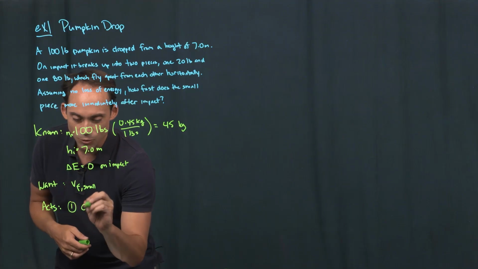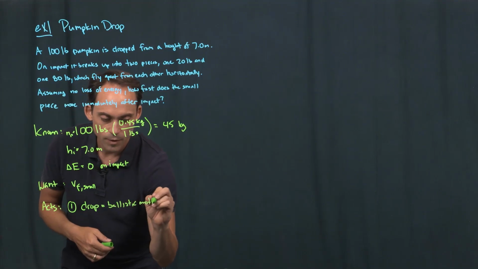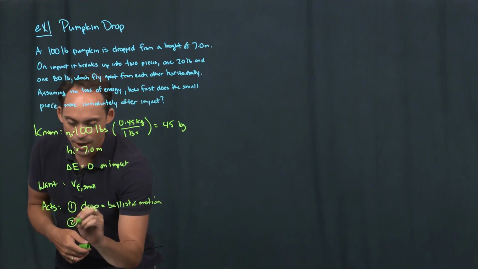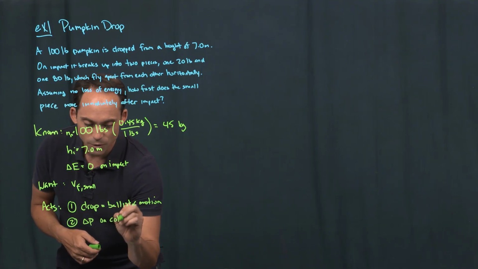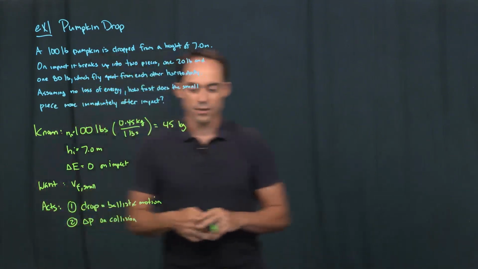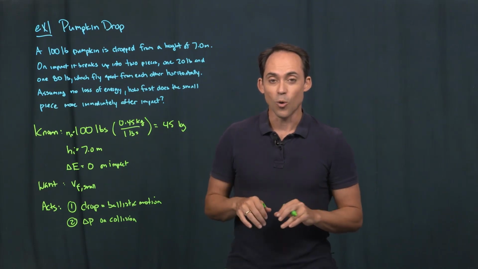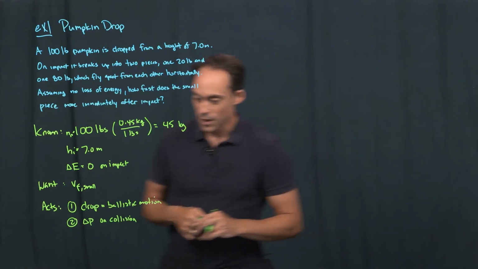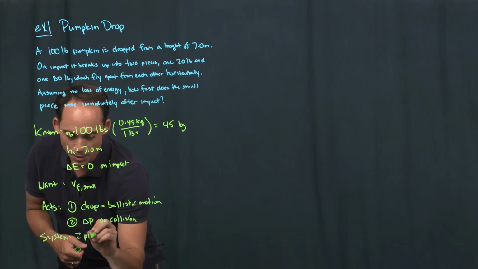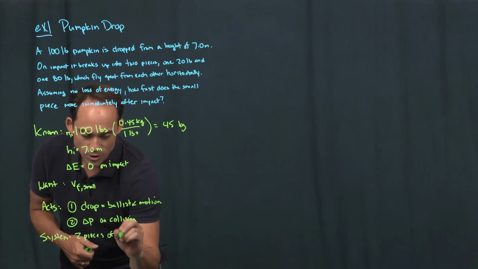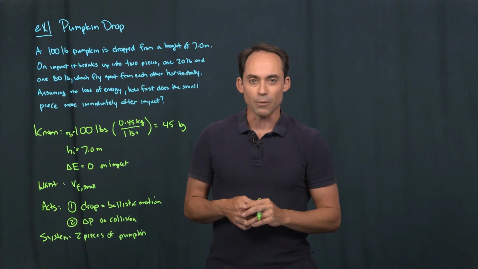So act one is the drop, which is really ballistic motion, because we have a constant acceleration from gravity. Act two is the change in the momentum on collision with the ground. Of course, this is hitting the ground, so there are external forces acting, but we'll see if those external forces have any effect on the horizontal motion of the pieces of the pumpkin. Our system is the two pieces of the pumpkin, which initially are together as the pumpkin is falling, but fall apart upon collision. So that's the system we're going to be looking at.